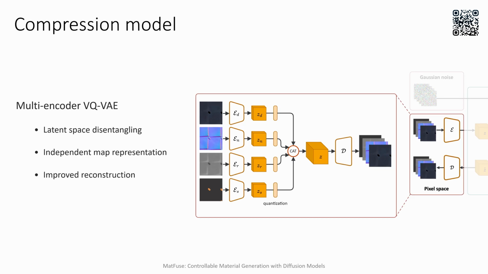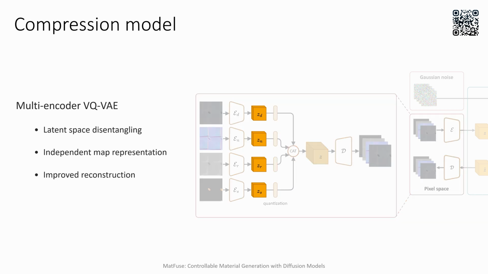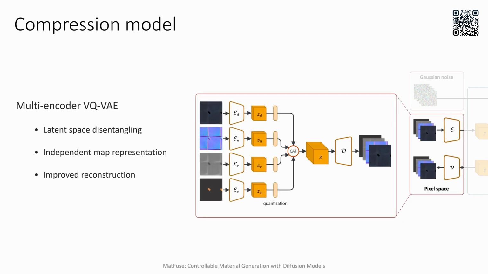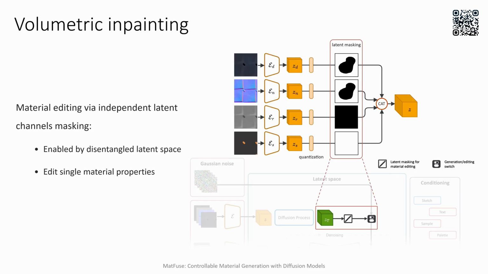Moving on to the compression model of MatFuse, we introduce a multi-encoder VQVAE. This model compresses the input materials into a disentangled latent space using multiple encoders. This latent is then quantized before being passed to the decoder, which reconstructs the data in the pixel space. The use of a multi-encoder architecture allows the model to learn a disentangled latent representation of each material map.